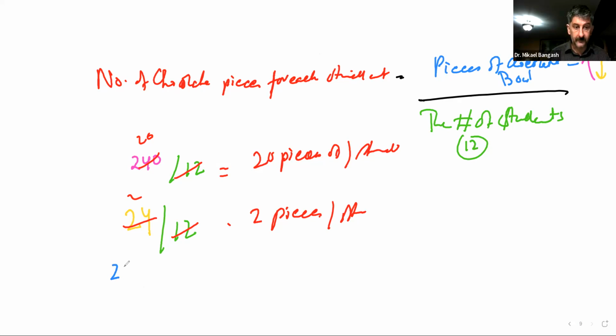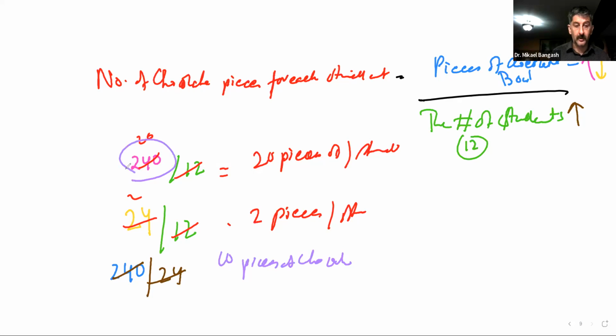Now, if you keep the number of pieces of chocolate constant, and say we have a total of 240 pieces of chocolate, and change the number of students, we can increase to a total of 24 students. What is each student then going to get? He or she is going to get 10 pieces of chocolate. Whereas if you kept the same 240 pieces of chocolate but only had 12 students, then each student would get 20 pieces.